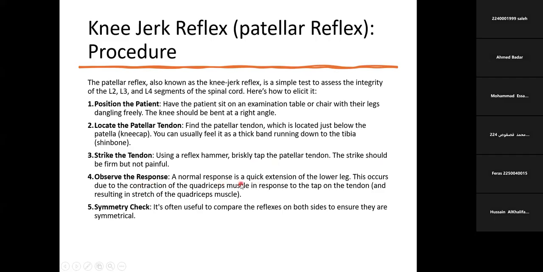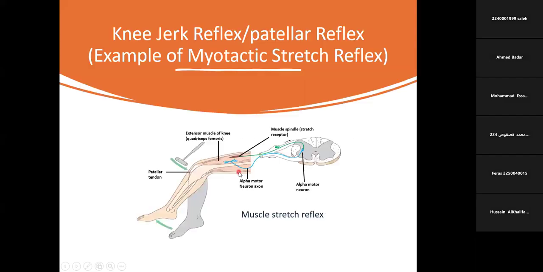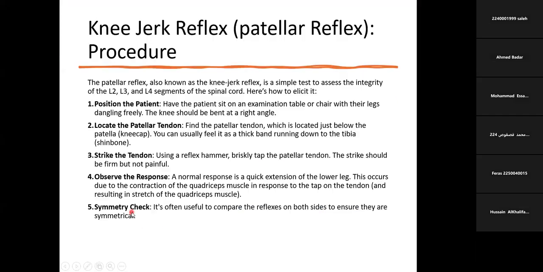A normal response is a quick extension of the lower leg. You see, when we hit it, immediately there is extension. This is called the reflex. When we finish with it, then we go to the other leg. This is called the symmetry check.